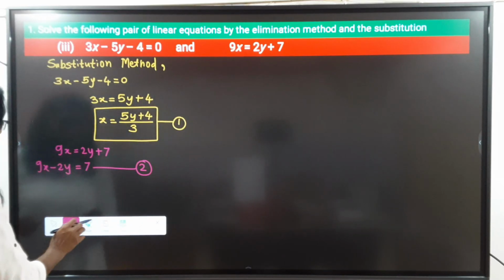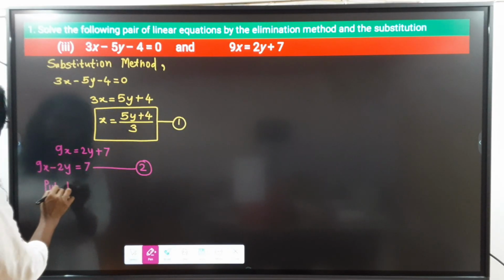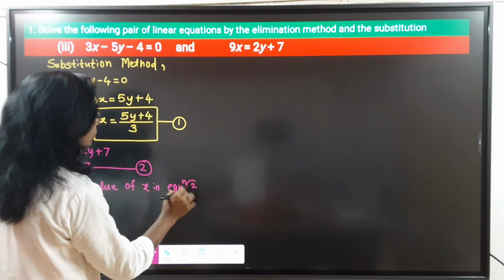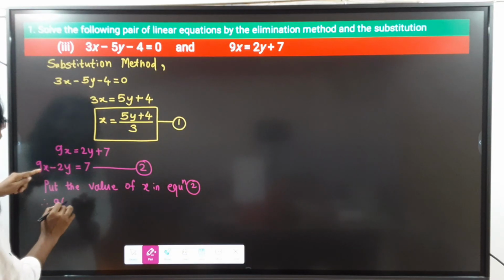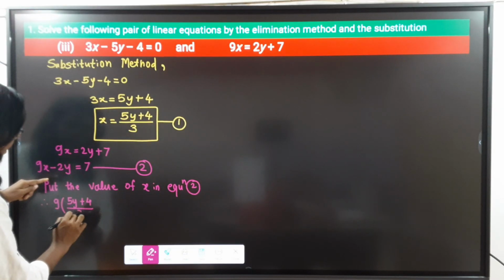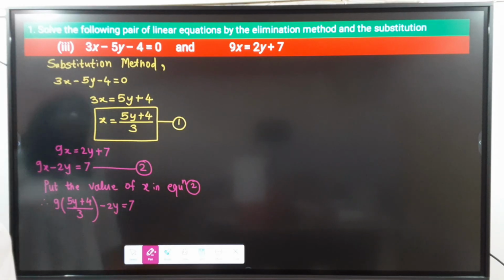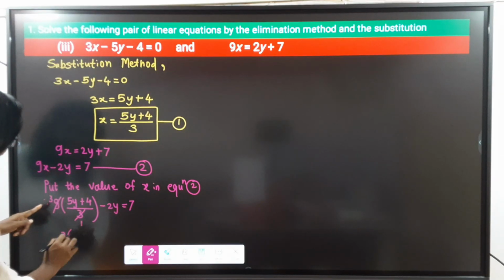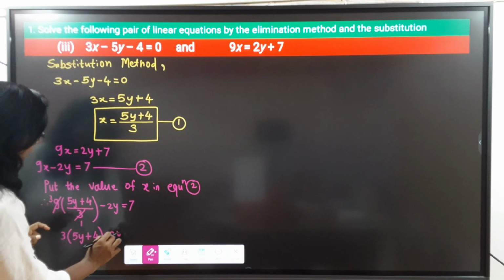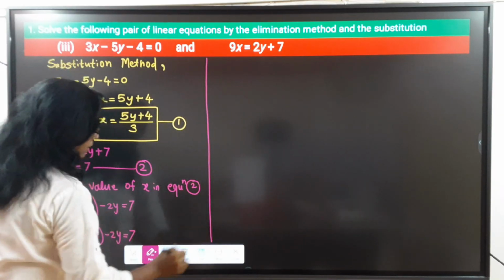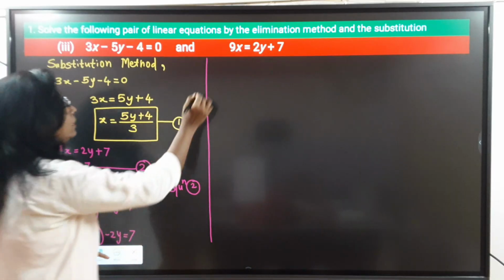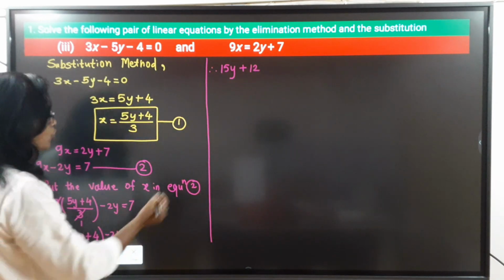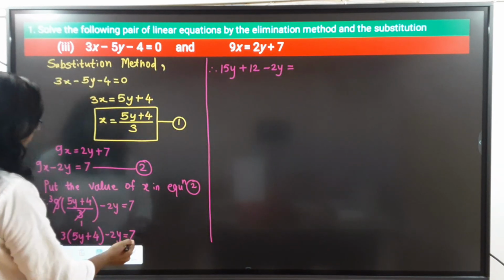Now here students, I say put the value of x in equation 2. Therefore the second equation will be 9 into (5y plus 4) upon 3 minus 2y is equal to 7. Then 3 ones are 3, 3 threes are 9. So 3 multiply (5y plus 4) minus 2y is equal to 7. Then 3 fives are 15, therefore 15y plus 12 minus 2y is equal to 7.